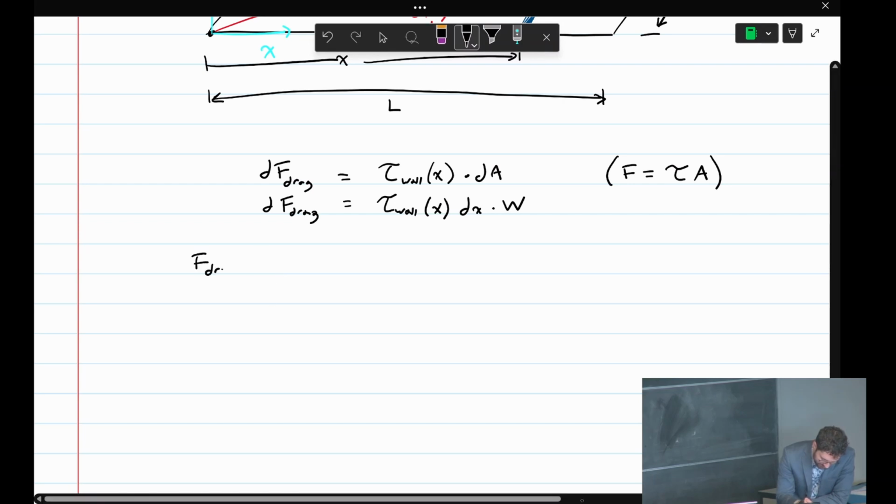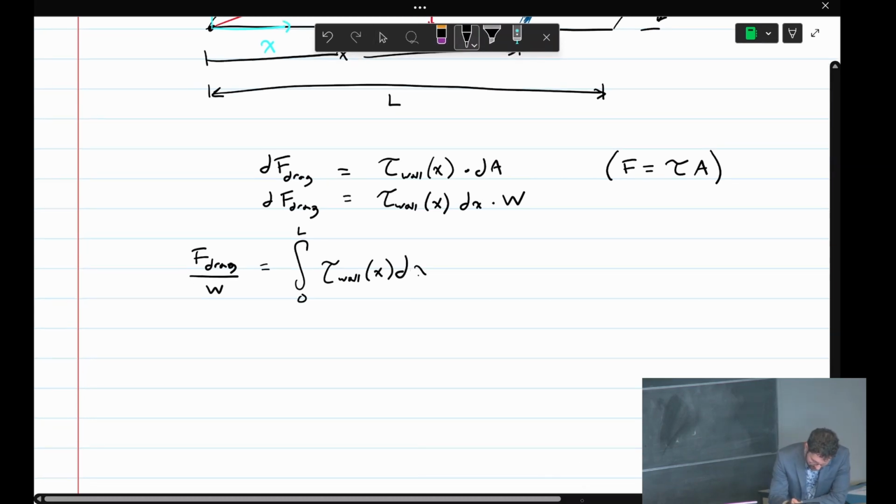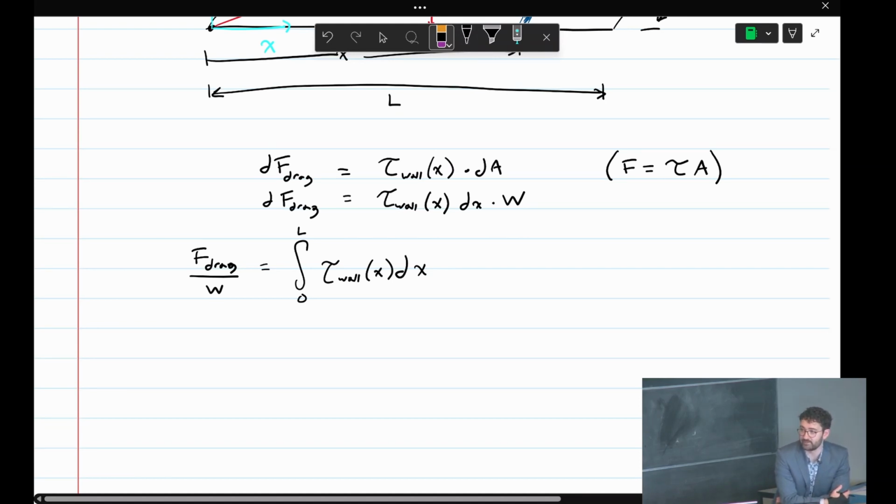So F drag. Since we're in the 2D case, we're going to compute the drag per unit width. So that's F drag over W, equals the integral from 0 to L of tau wall of X dx. I'm going to pause here. Are there any questions about that integration? W is a constant along X, so we can move it. All we have to do is integrate the wall shear stress along X.